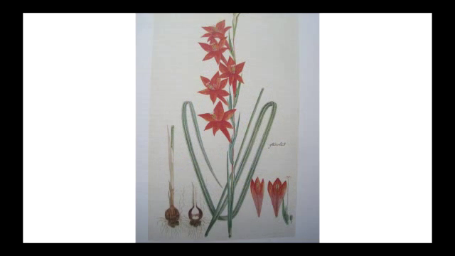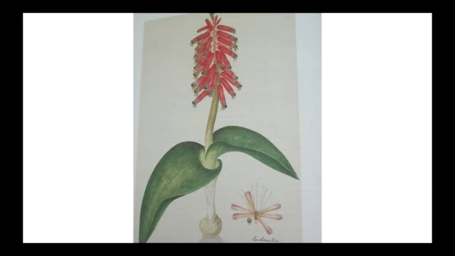And you can see Gordon was following the European tradition of dissecting out the floral parts. The bulb split in half with the tunics removed, the open flower, the calyx, the stamens, the anthers. So Gordon was really a man who was beginning to raise the scientific tone of the work that was produced in South Africa.